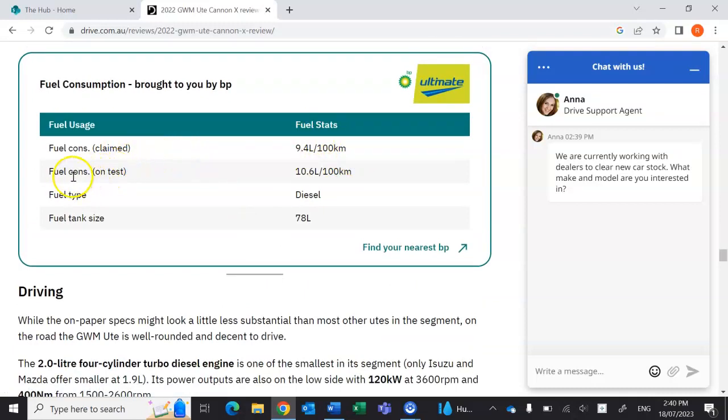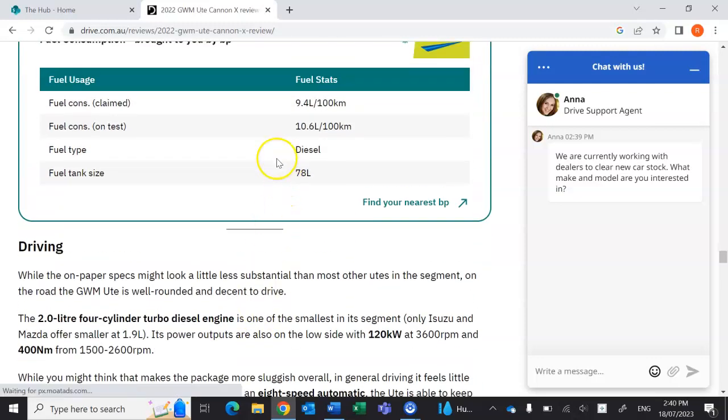Fuel consumption rate on the test, and it's diesel. You need the fact that it's diesel because you're going to figure out how much it costs to actually use the fuel. So we're looking at 10.6 liters per 100k. It's best if they're giving you two, go with the higher one. So 10.6 liters per 100k.